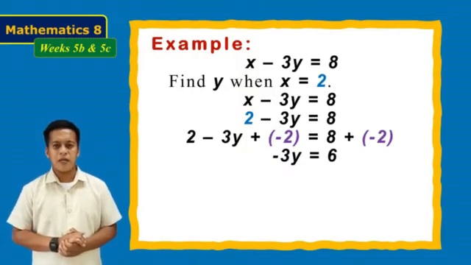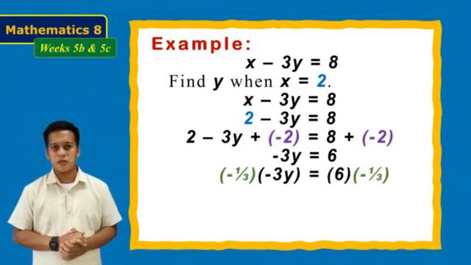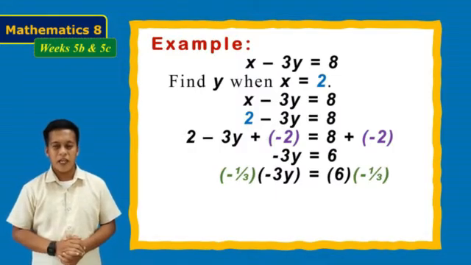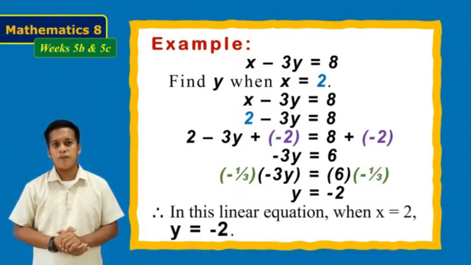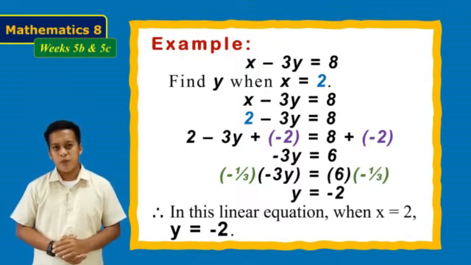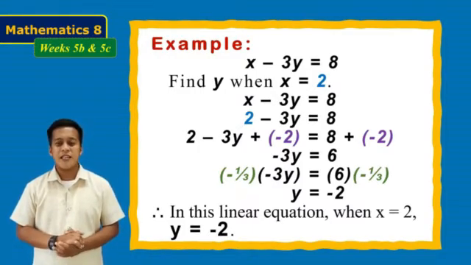Then apply MPE or multiplication property of equality by multiplying negative 1 over 3 to both sides of the equation. Negative 1 over 3 times negative 3y equals 6 times negative 1 over 3. Thus, y is equal to negative 2. Therefore, in this linear equation, when x is positive 2, y is negative 2.